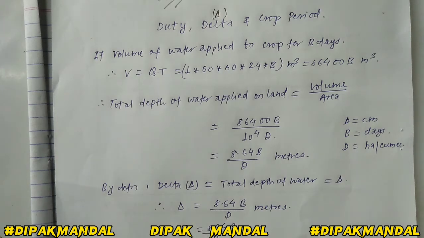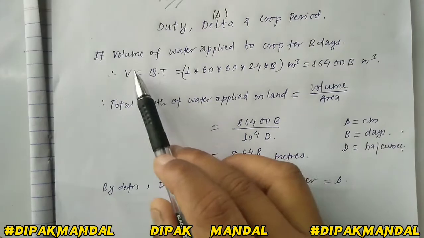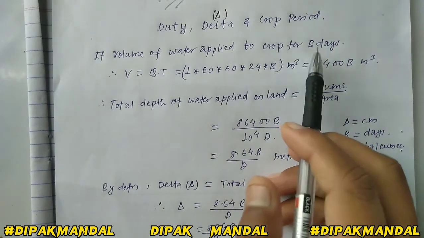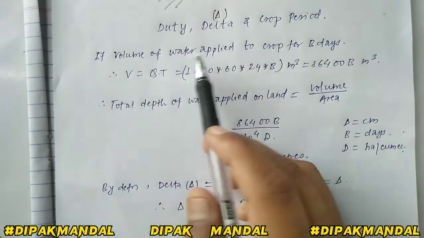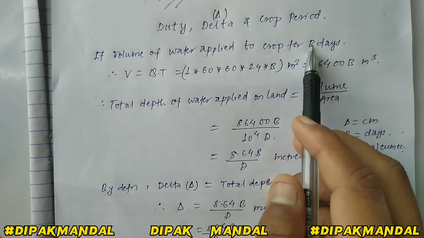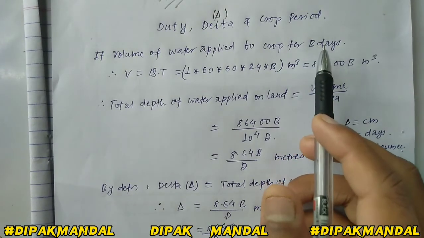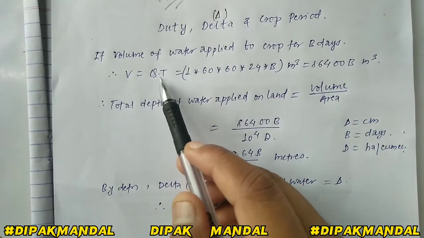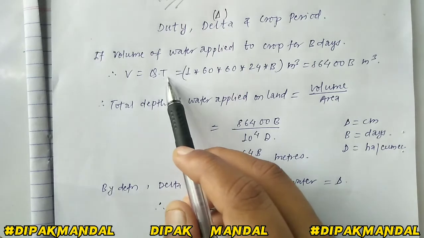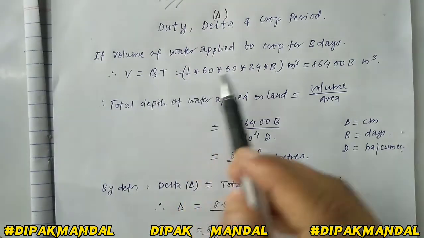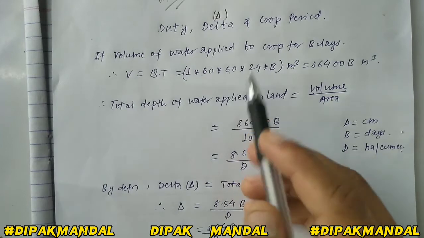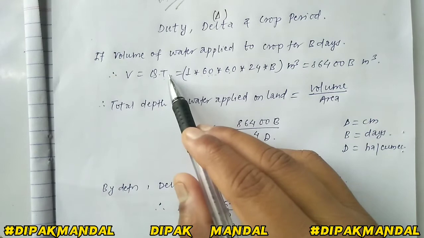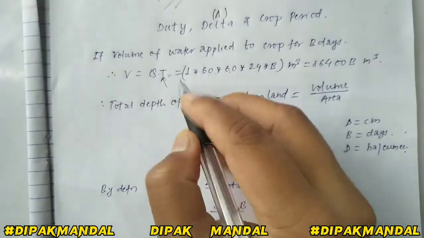Okay, so we have, if B is the volume of water applied to the crop for B days, then we can simply calculate volume equal to discharge into time. So for discharge, Q into T, and the value of Q into T equal to 1 into 6 into 6. Okay, this is after calculating time, here the time is in days.